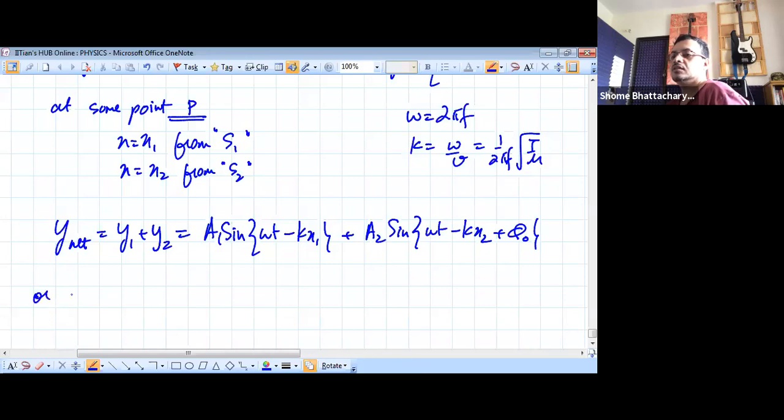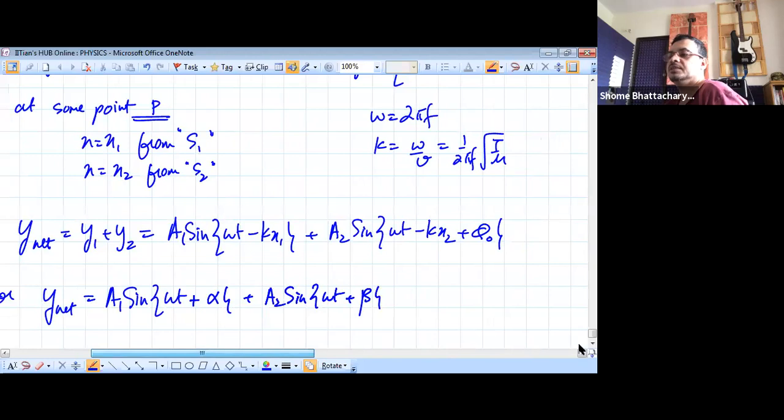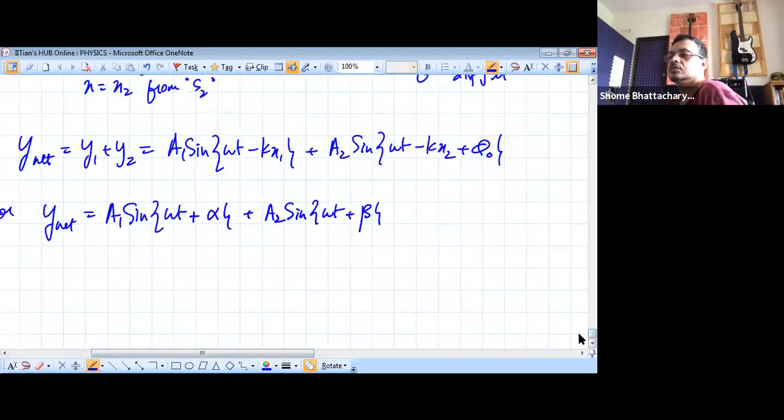Okay. So we can say that the net disturbance is A1 sine omega t, just a moment. Yes, omega t plus alpha, let us say, plus A2 sine omega t plus some beta. Why I'm writing this as alpha and beta is because they are independent of time. Alpha and beta are constants. So you can see where alpha is equal to minus kx1, beta is equal to minus kx2 plus phi naught. But the important thing is that alpha and beta are constants. They are not varying with time.